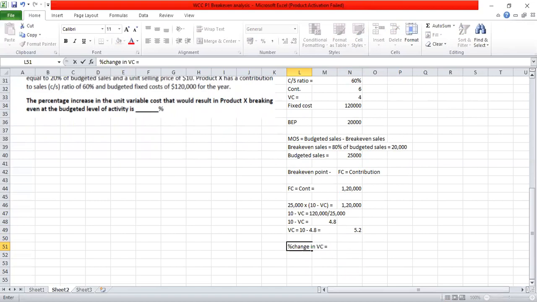Percentage change is equal to the difference in the variable cost divided by the base, which is 4. So the difference in the variable cost is 5.2 minus 4, divided by 4, which is equal to 0.3, that is 30%.